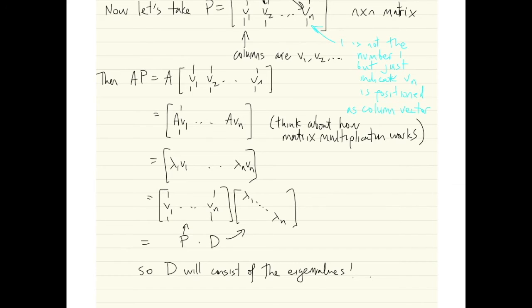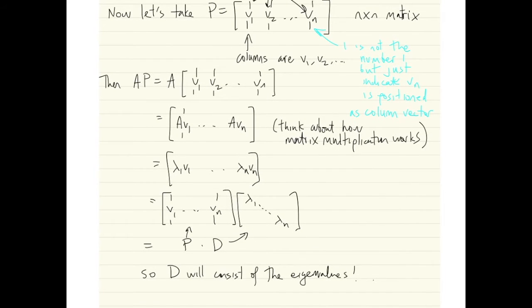And then we get, well, this here was our original matrix P, and then if we let D be this diagonal matrix, we do get this P times D, where D is the eigenvalues. So we do indeed have AP equal to PD, with D being a diagonal matrix.